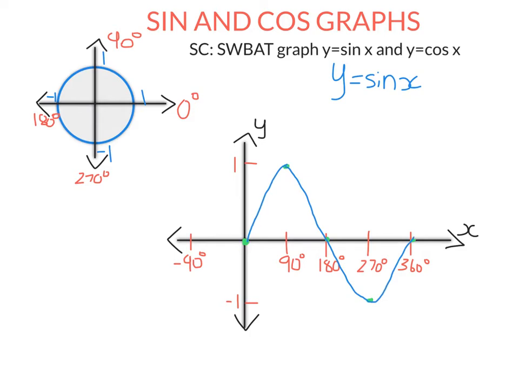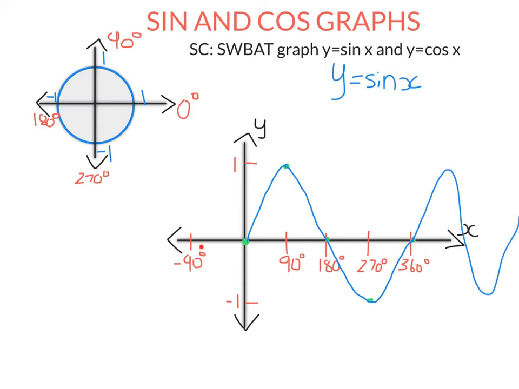Now, remember we said that theta and theta plus 360 are the same angle, so sine of 0 is the same as sine of 360. Sine of 90 would be the same as sine of 450. The graph would just keep going forever like this. It would just go up and down like this. It would also do that over here.